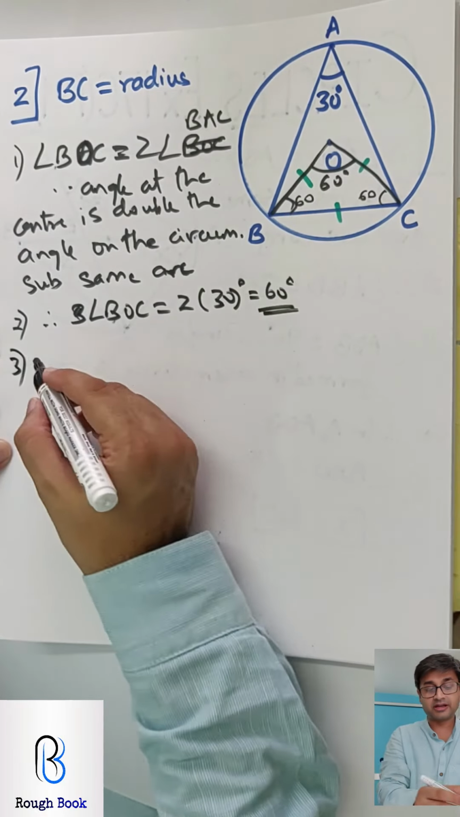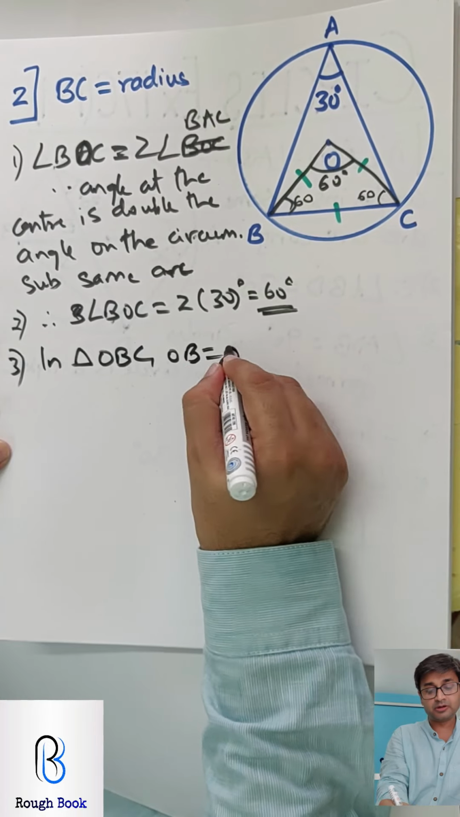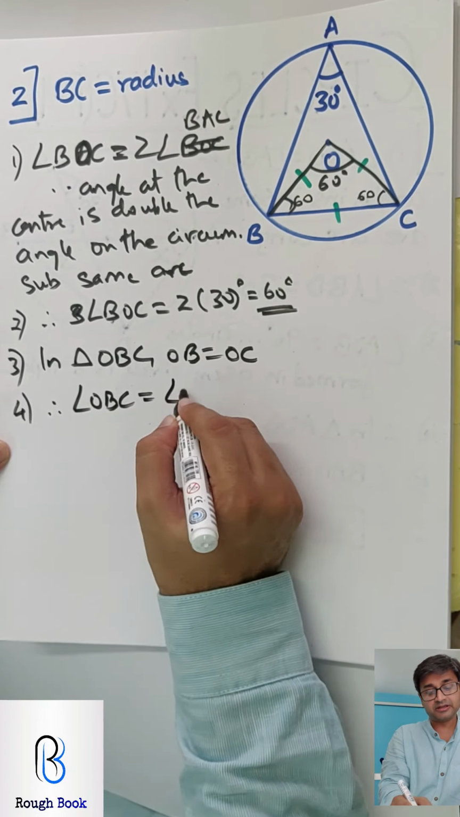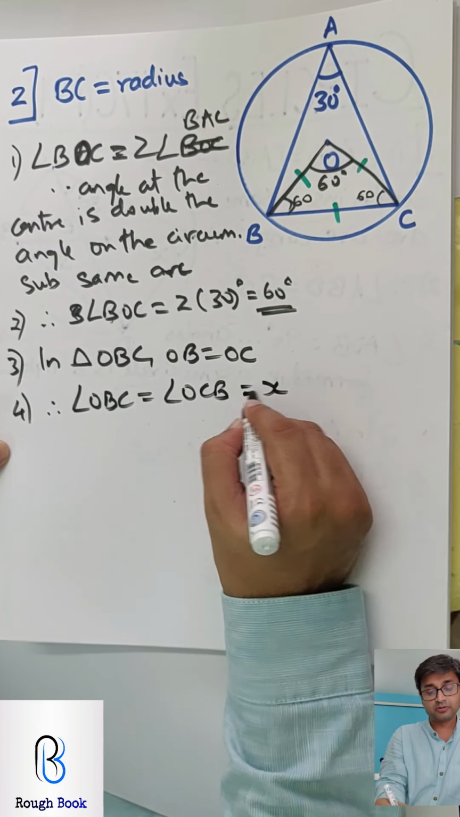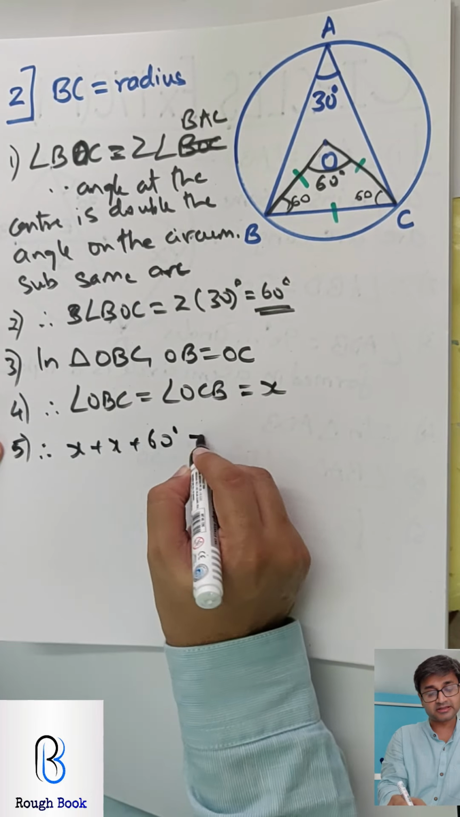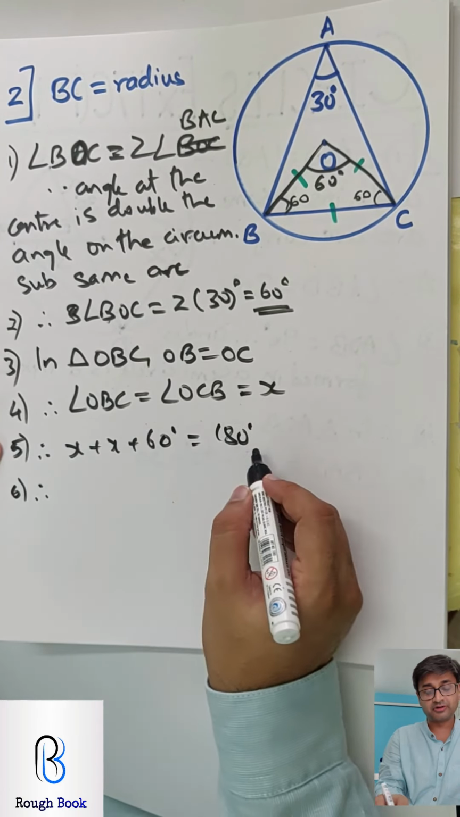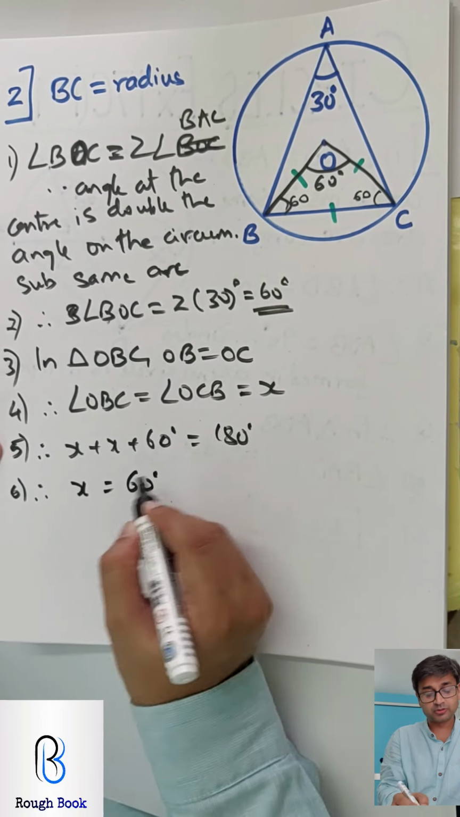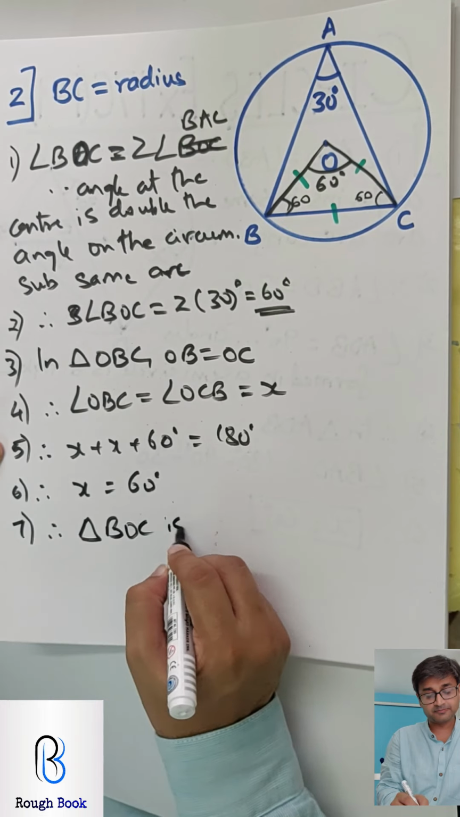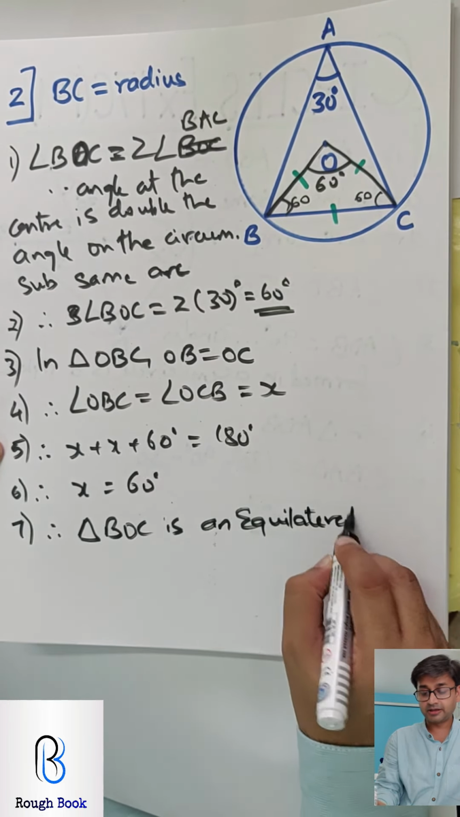Now jump into this triangle, isosceles. So in triangle OBC, OB equals OC, and therefore we can say angle OBC equals to OCB equals to X. Finally X plus X plus 60 is equal to 180. So therefore 2x will be 120. So x will be 60. Therefore triangle BOC is an equilateral triangle.